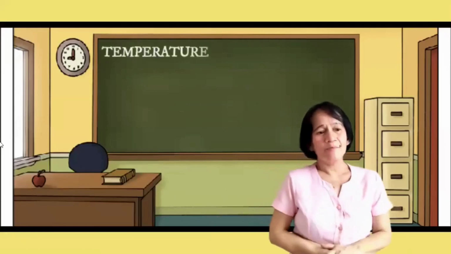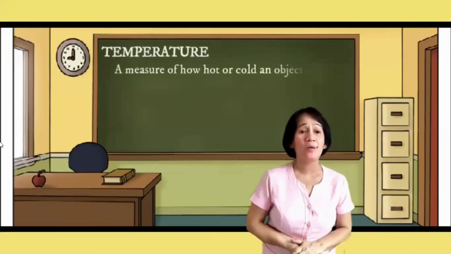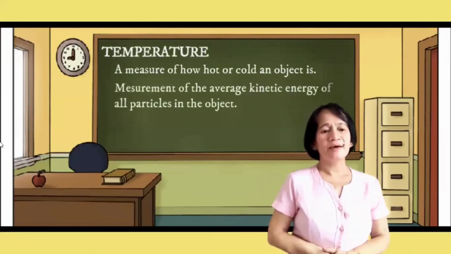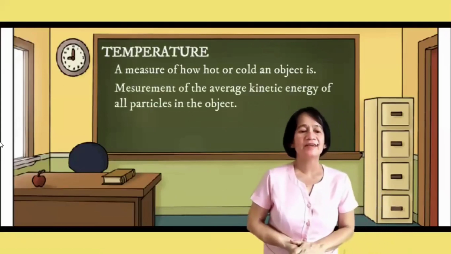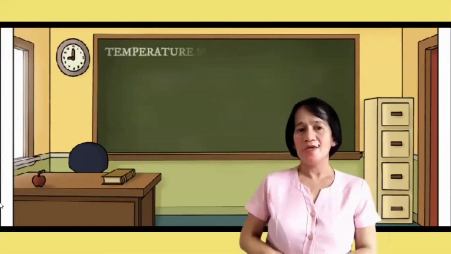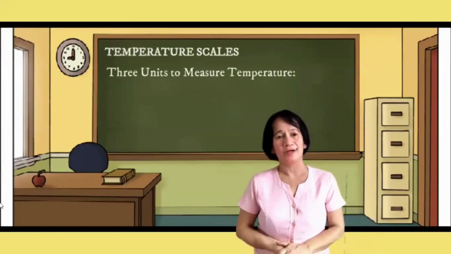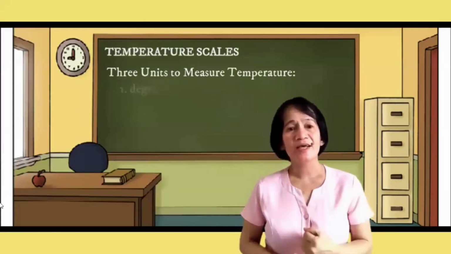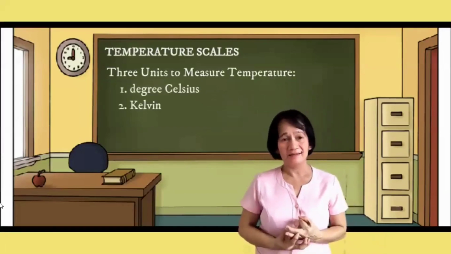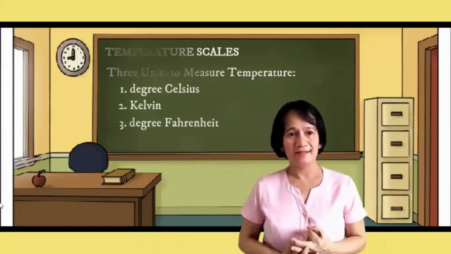Let us now define temperature. It is a measure of how hot or cold an object is. It is the measurement of the average kinetic energy of all particles in an object. There are three units in measuring temperature. First, degree Celsius. Second, Kelvin. And third, Fahrenheit.